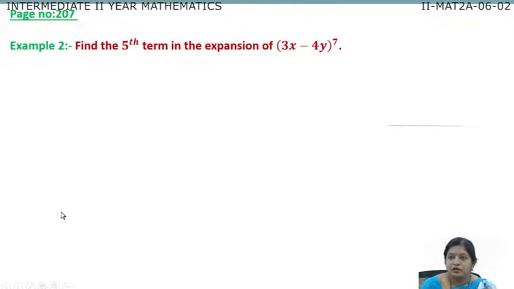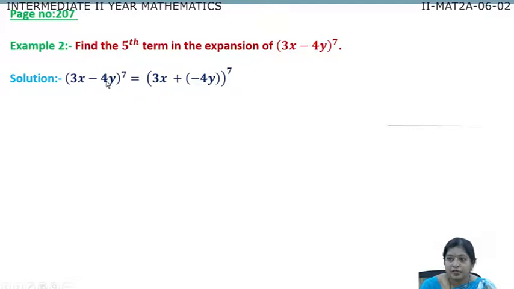Now, we will do one more problem from the example. Page number 207, Telugu medium, example 2 before exercise 6A. Find the fifth term in the expansion of (3x - 4y) to the power of 7.